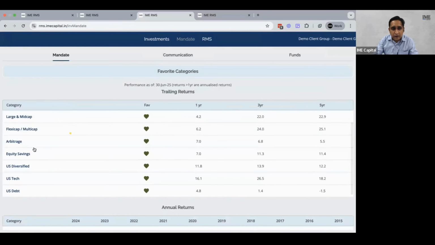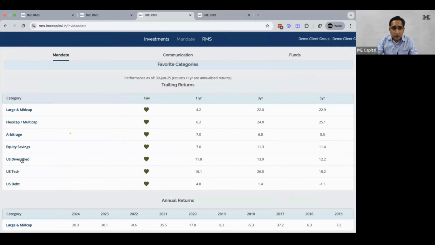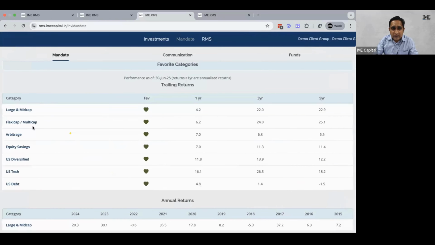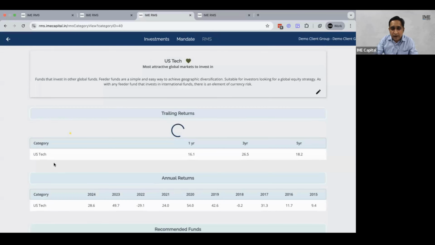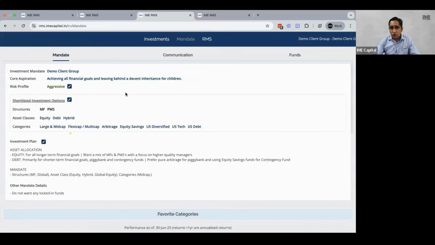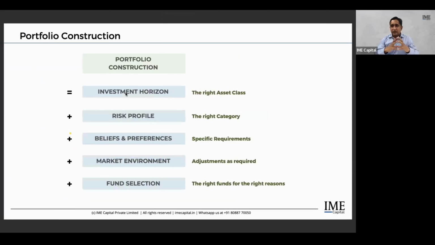And we also have the US debt fund for the investor, for the daughter's marriage. For that, we could go with a shorter duration treasury bond fund and one US diversified fund, and say a tech fund to give the investor exposure to this very fast growing tech sector. So I know we've covered a large amount of ground today, but this is effectively how we build portfolios at IME Capital.